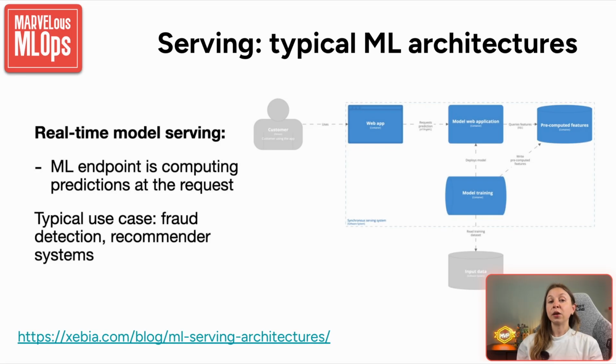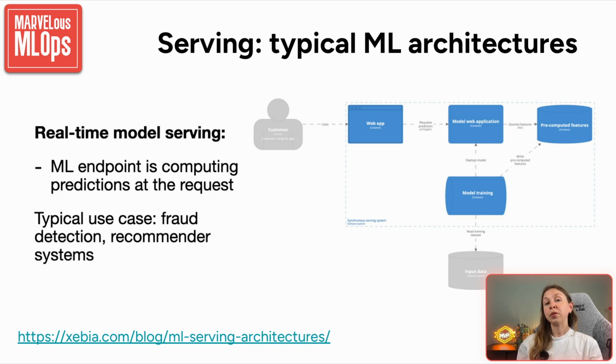A second scenario is real-time model serving. It means that the machine learning endpoint is computing predictions at the request. It also can be so that it reads some of the features from the database and some features are available from the payload. Typical use cases can be fraud detection, also recommender systems, but also use cases like dynamic pricing.